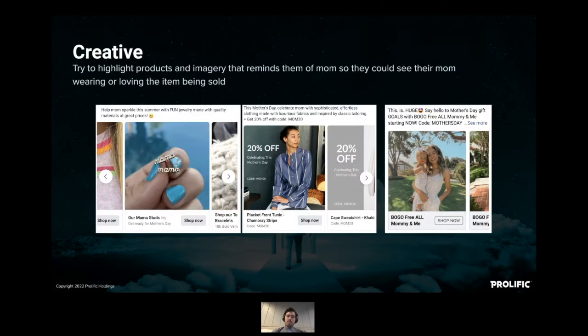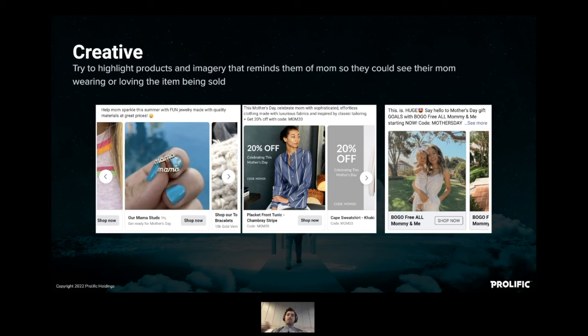From a creative standpoint, just really try to use products and imagery that reminds people of their mom so they can see their mom either wearing it or using the item that's being sold. So if you have jewelry and you have products that say mama on it, you could bundle those together, make them a package, highlight that in the ads for Mother's Day, can do really well. If you're doing a sale, highlight the discount, but then also show images of somebody that would look like an age of a mom. Don't highlight somebody that's 21 years old in the ad, that may or may not be, in somebody's mind, a picture of their mom.